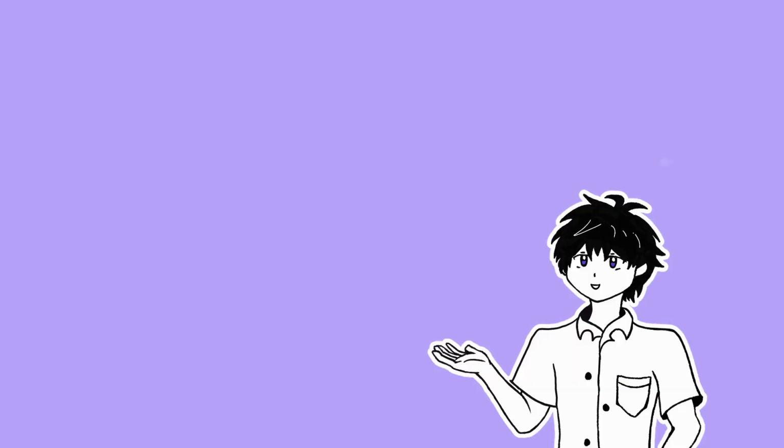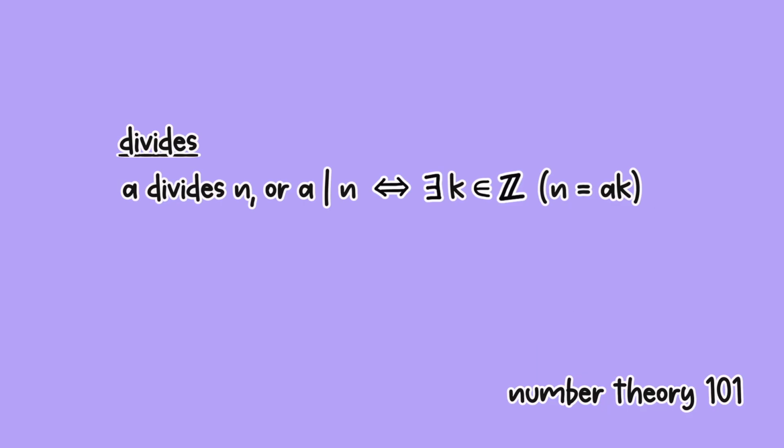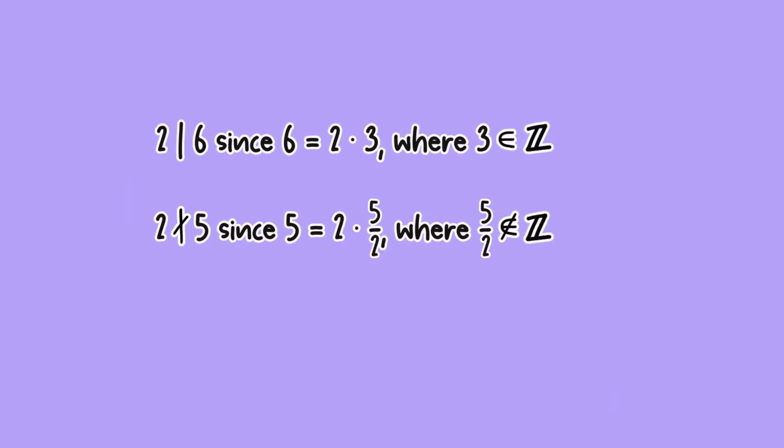Let's introduce a new concept to reinforce proof by construction. A divides n is equivalent to saying that n is a multiple of a, or n is a times some integer. For example, 2 divides 6 since 6 can be written as 2 times 3, but 2 doesn't divide 5 since 5 is not an integer multiple of 2.